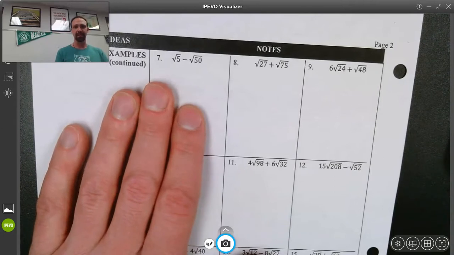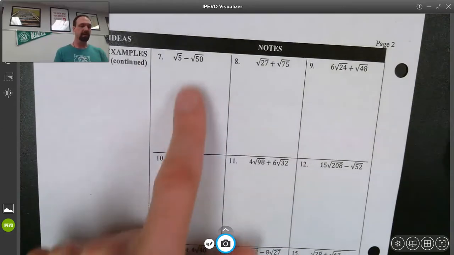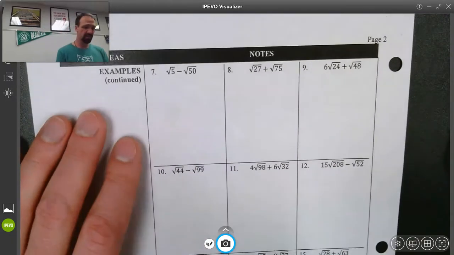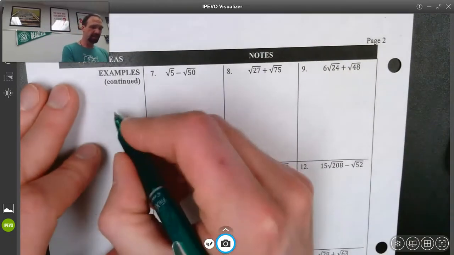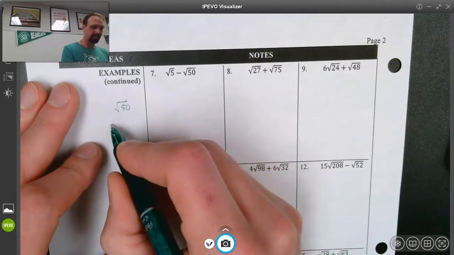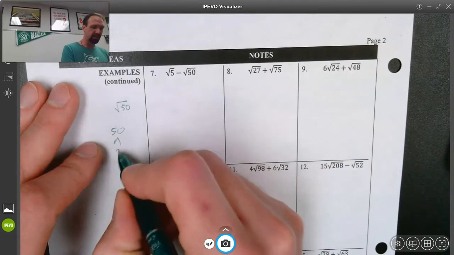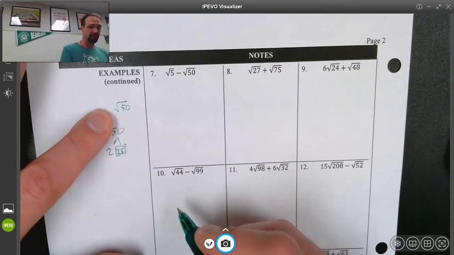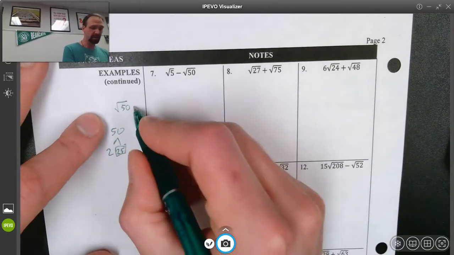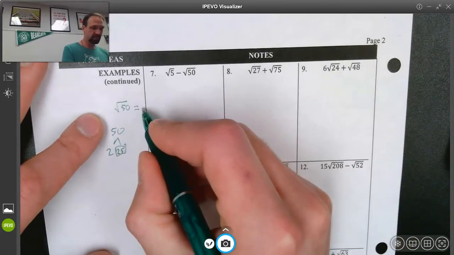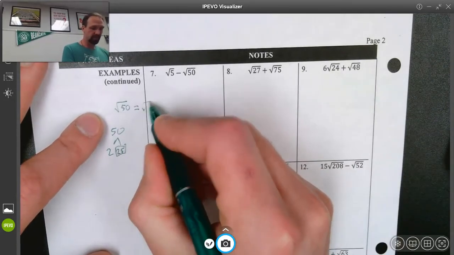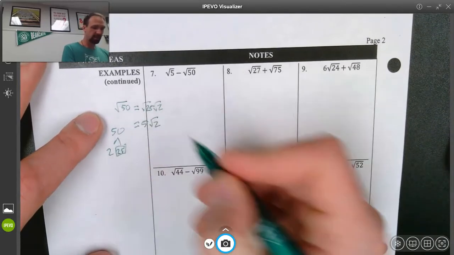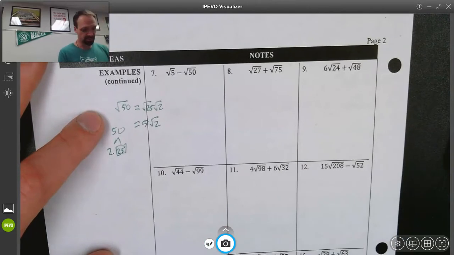And then, oh, wait. These aren't exactly the same, but maybe they will be, because we know we can actually simplify square root of 50. We did that in the other set of notes. So when we simplify square root of 50, remember we simplified because 50 had 25 as a perfect square and 2. So square root of 50 is square root of 25 times square root of 2, which is 5 radical 2.